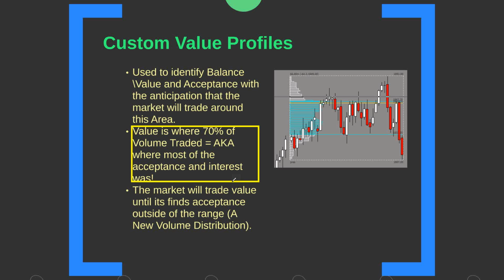Let's put this into layman's terms. A lot of business took place there. 70% is quite a bit. It's more than 50%, so at least more than half the people there that are doing business in the range are seeing some sort of value here. They're seeing it as maybe fair. That's why they're doing business there.